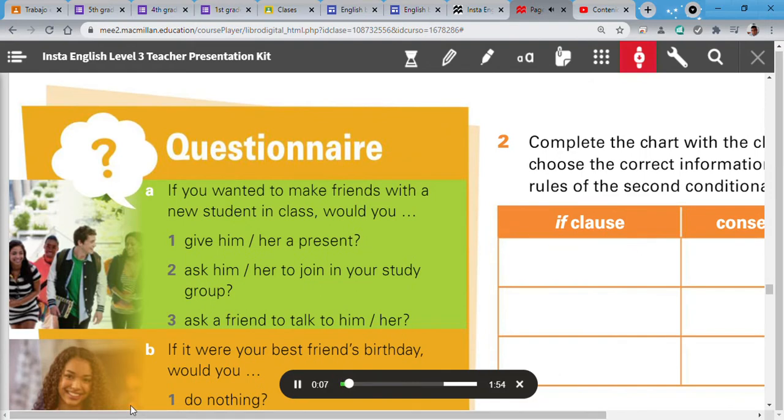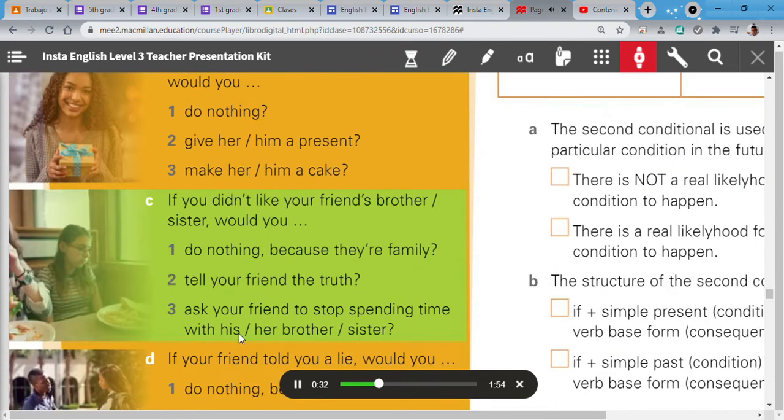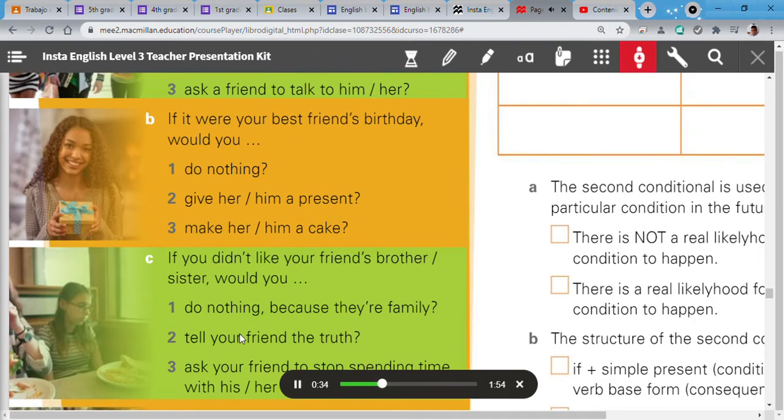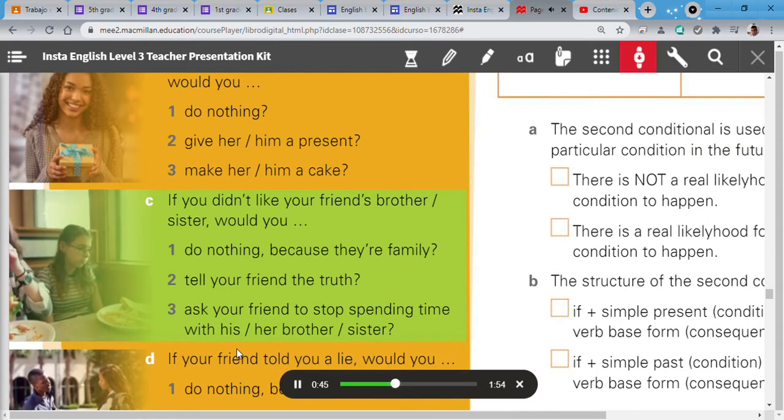Questionnaire. A. If you wanted to make friends with a new student in class, would you 1. Give him, her a present? 2. Ask him, her to join in your study group? 3. Ask a friend to talk to him, her? B. If it were your best friend's birthday, would you 1. Do nothing? 2. Give her, him a present? 3. Make her, him a cake?